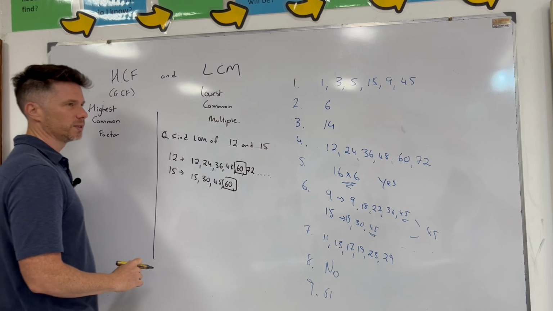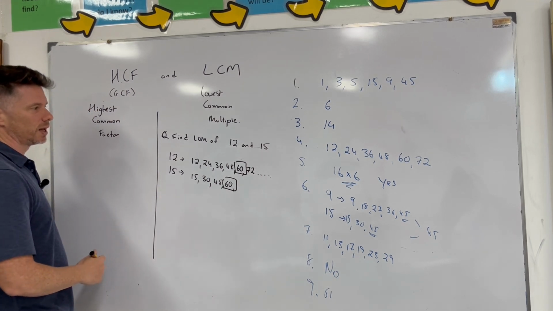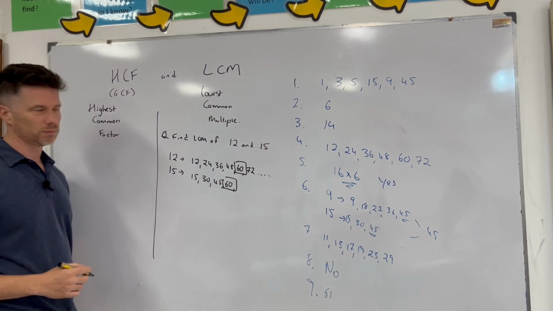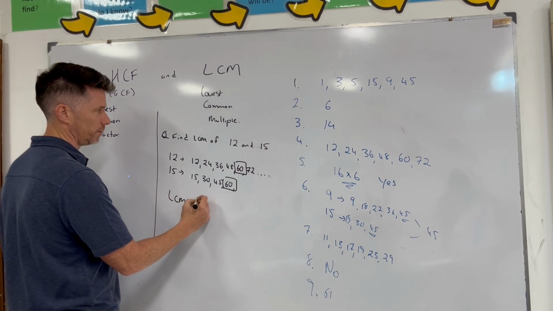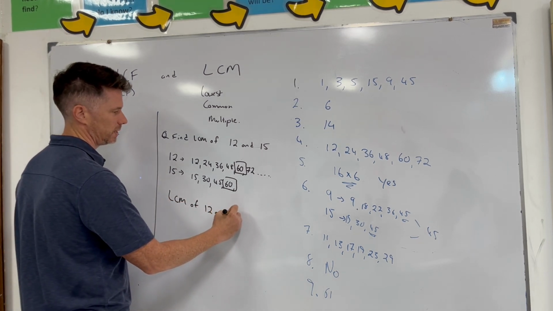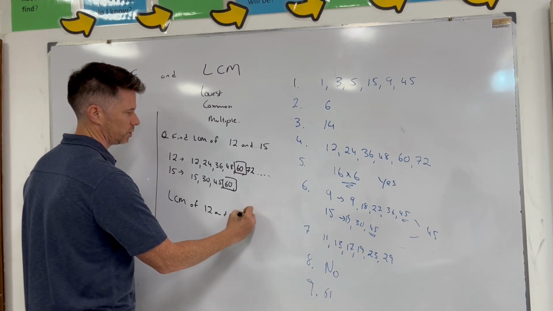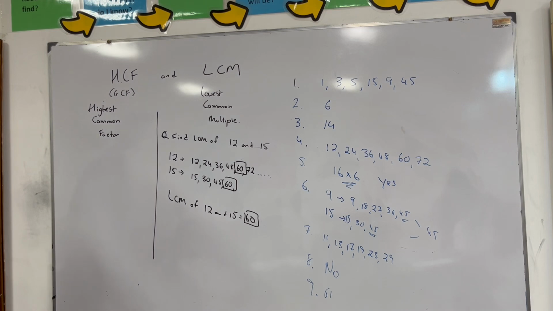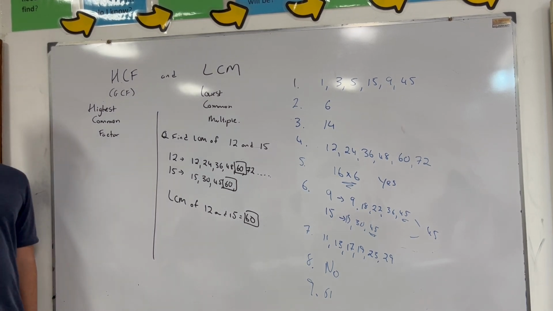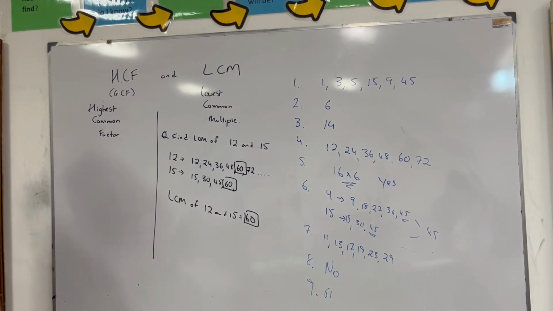You can list more if you want, maybe the first 10 in each list, and usually you find it after 10. So what is the lowest common multiple of 12 and 15? It is that number we just found, which is 60. Okay. That is the listing method where you just list the answers to the times tables and look for the common number in both lists.